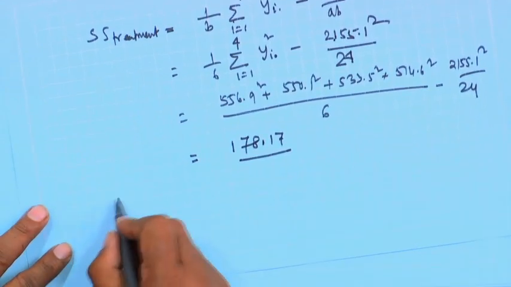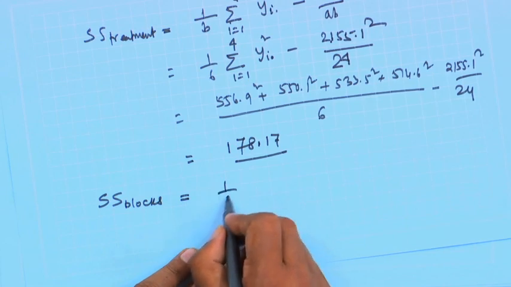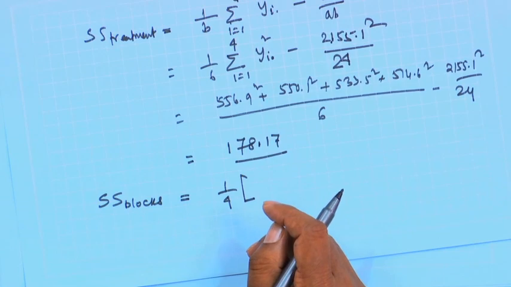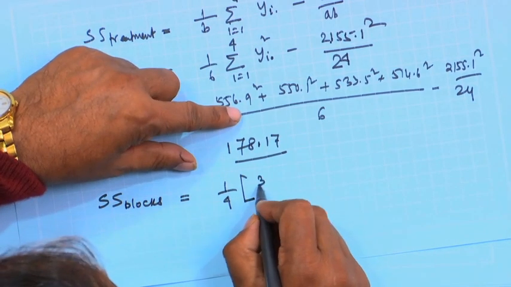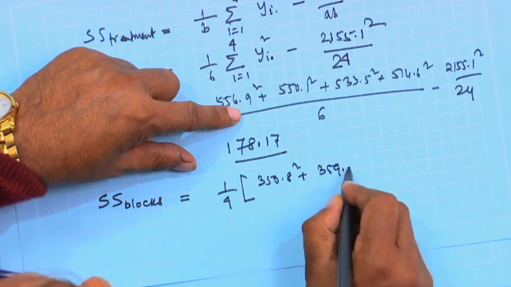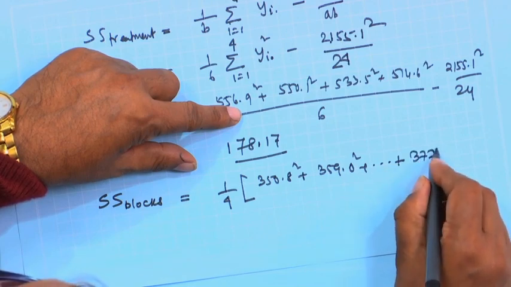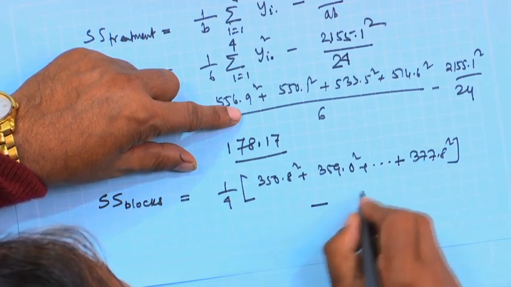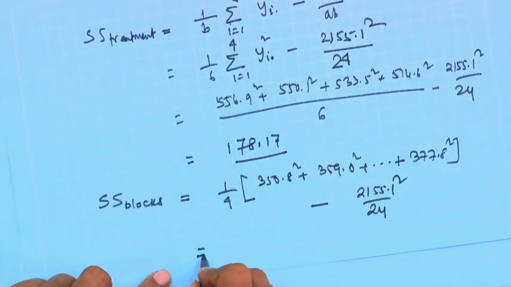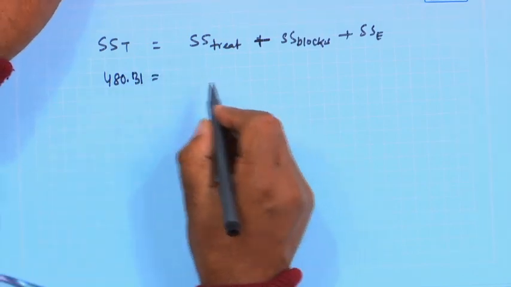In the same manner, if you calculate SS block, this will be 1 by 4, sum total of your column squares, that is 350.8 square plus 359.0 square, and like this the sixth one is 377.8 square, minus 2155.1 square by 24.